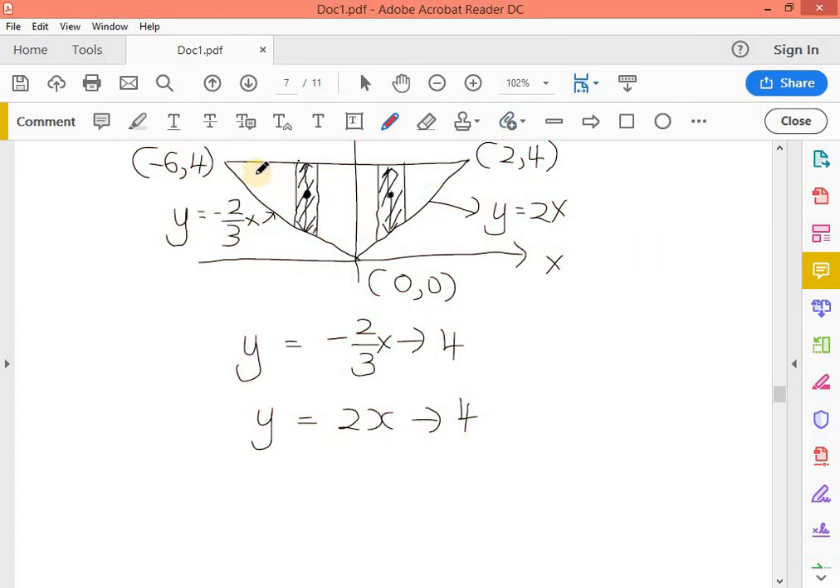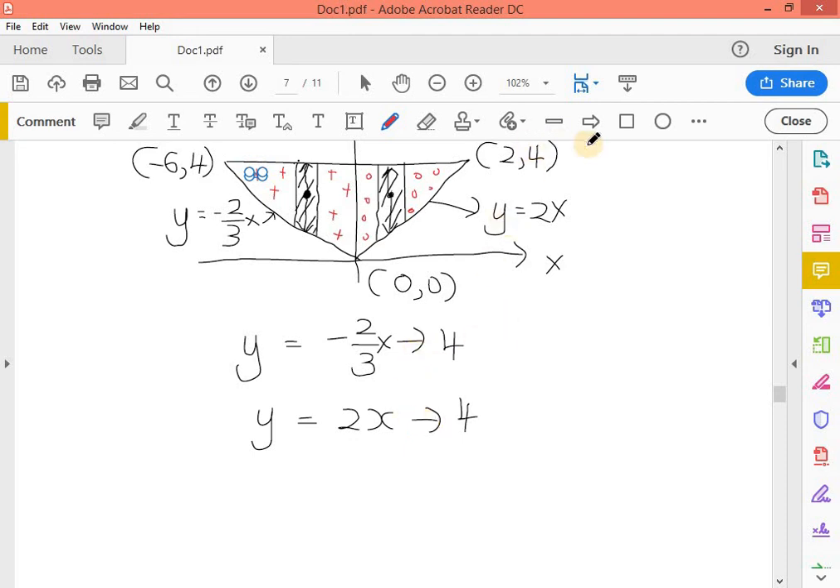Okay, the first triangle is here. The second triangle is here. Because both of them have different values of y, that's why I have to split it. I cannot combine everything like before.